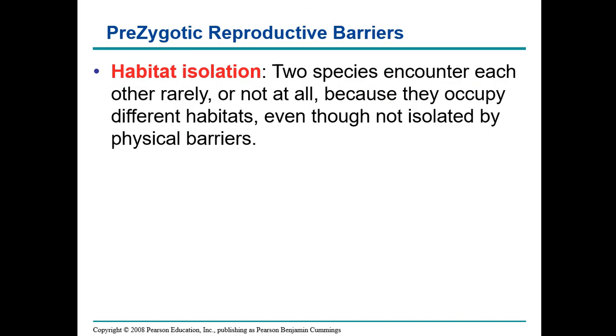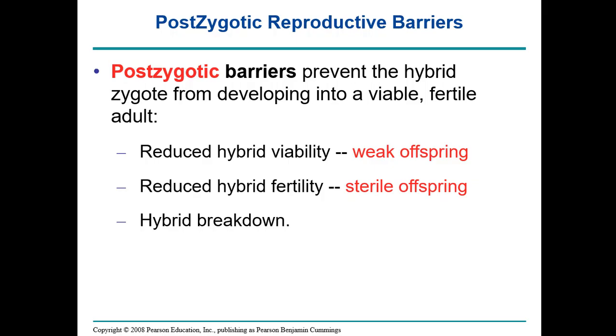Okay, so let's continue. Postzygotic barriers prevent the hybrid zygote from developing into a viable adult. What does viable mean? When we speak of viable, it can survive by itself in the environment. Fertile means it can also reproduce by itself, together with other species. So, as a result: reduced hybrid viability, meaning weak offspring that easily die, for example sickly. Reduced hybrid fertility means sterile. When we say sterile, it is incapable of reproducing.